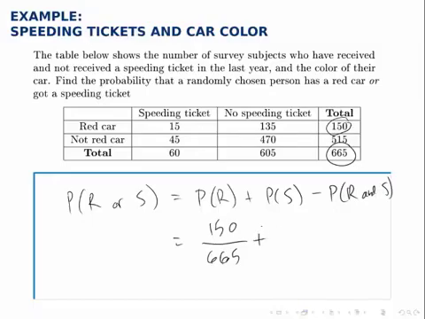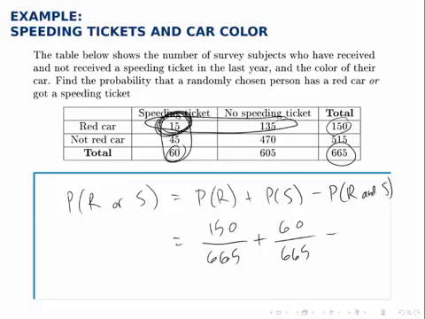The total number of people who got a speeding ticket is 60, because 15 people with a red car got a speeding ticket, and 45 people without a red car got a speeding ticket, for a total of 60. And then we need to subtract off the overlap, those with a red car and a speeding ticket. Because what we've done is we've added up this row and this column, which double counted this overlap, the overlap of 15. So we need to subtract off 15 out of 665.